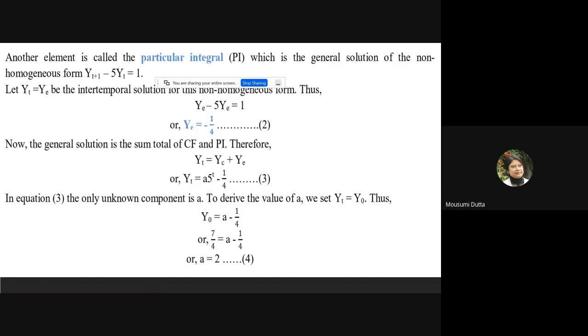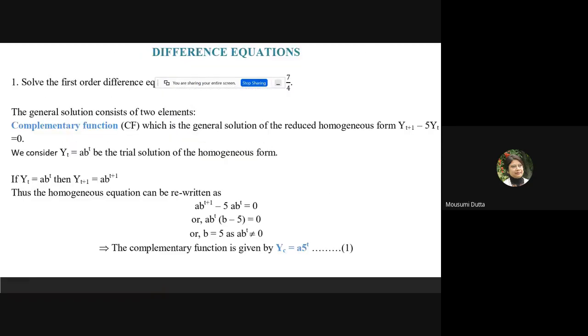So if we look at previous days' context, we did the same thing. We started with an equation, and when we started to write the equation for the homogeneous form, you will find that no constant term is there to the right. The right hand side is equal to 0 and all variable terms, yt plus 1, everything is to the left. And here yt plus 1 has been replaced by ab to the power t plus 1, etc. So look at this equation.